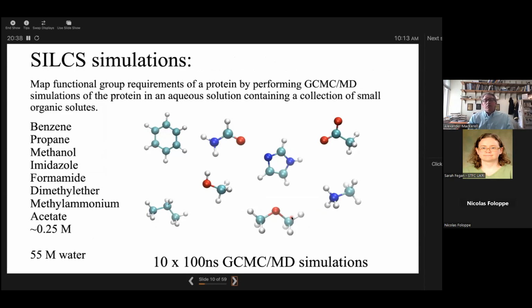Now, when we do these SILCS simulations, we include a collection of 8 solutes simultaneously. So this obviously greatly increases the computational efficiency.